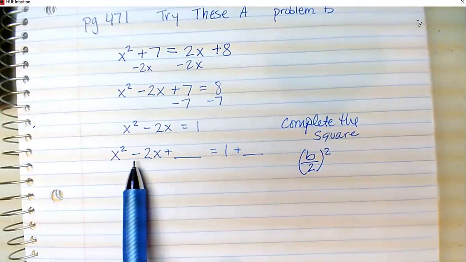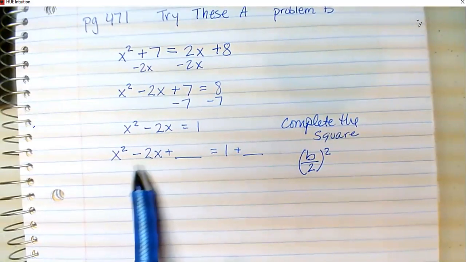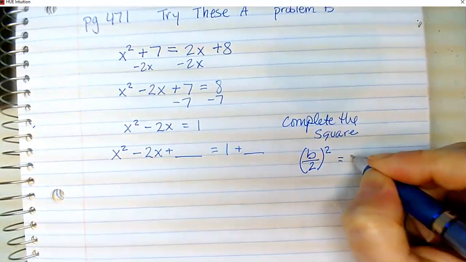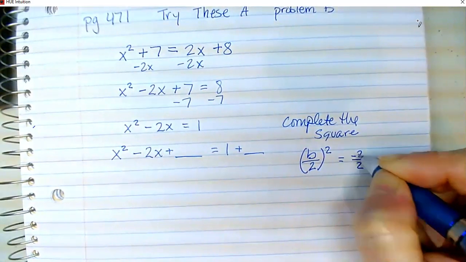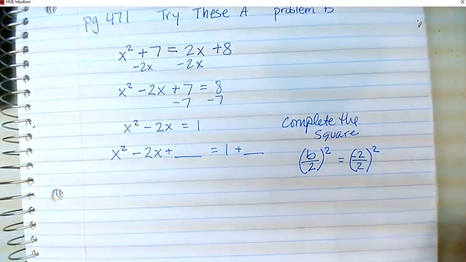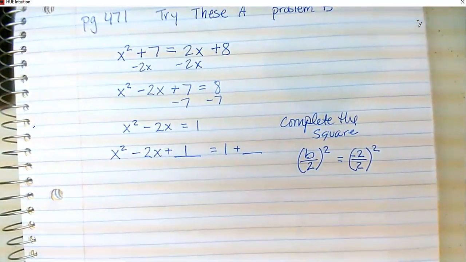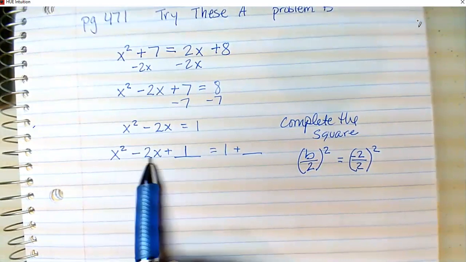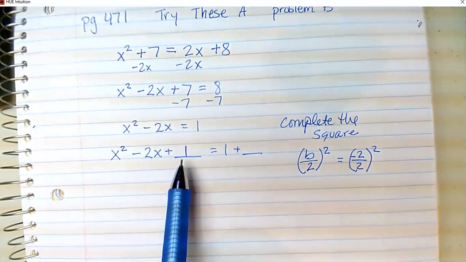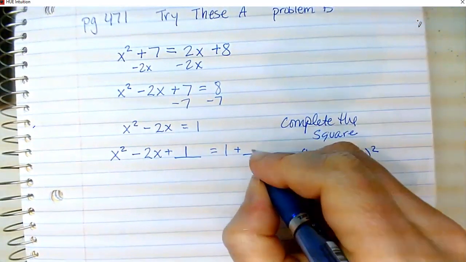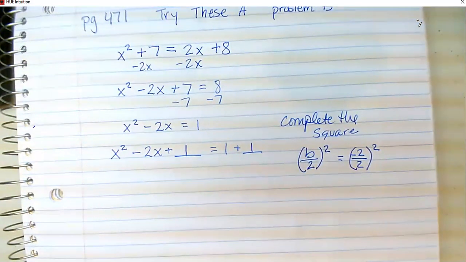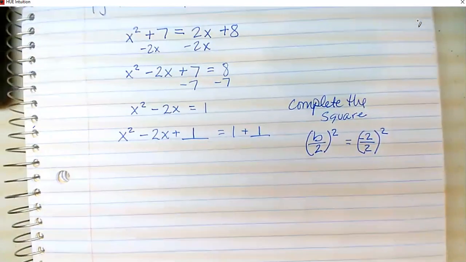So in this quadratic, our b is negative 2. I'm going to plug in negative 2 divided by 2, and then I'm going to square it. So negative 2 divided by 2 is negative 1, and negative 1 squared is positive 1. So I'm going to put plus 1 in the blank on the left-hand side. I made a perfect square trinomial right here. And what I do to one side, I also have to do to the other. So I'm going to add 1 on the right-hand side as well.